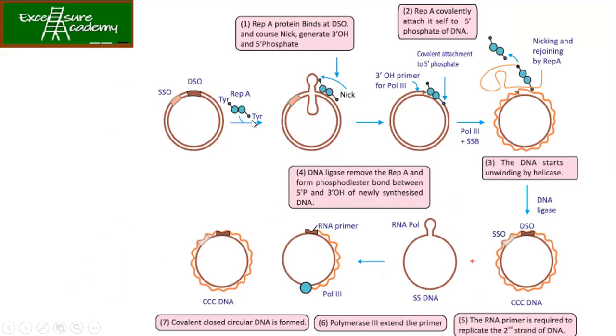A nick is made. So that nick is made with the help of the Rep A. This is double stranded origin. यहाँ पे आपका single strand origin है, ठीक है? Then what is happening? SSB loop structure is formed. Then it is going to make a nick over there. Then finally आपका जो 3-OH है वो expose हो जाएगा. आपका DNA polymerase आएगा and will start doing the replication.